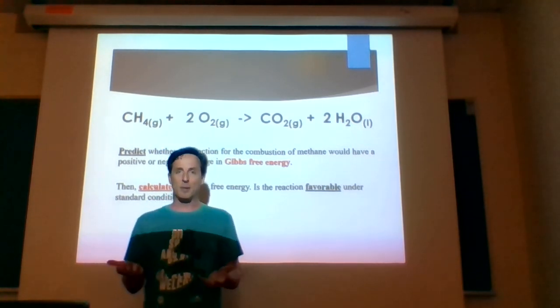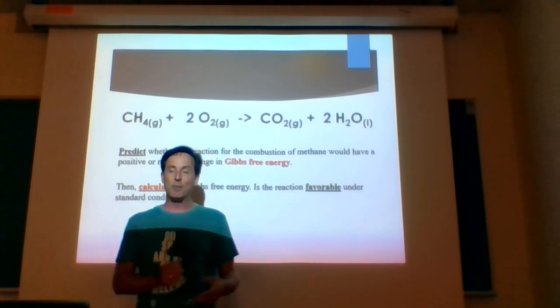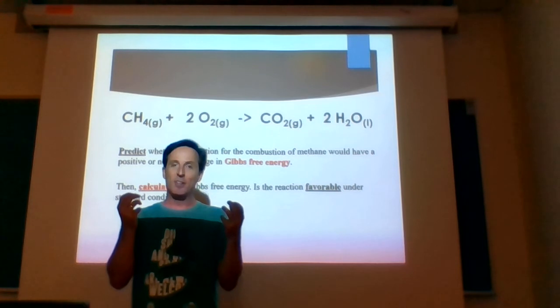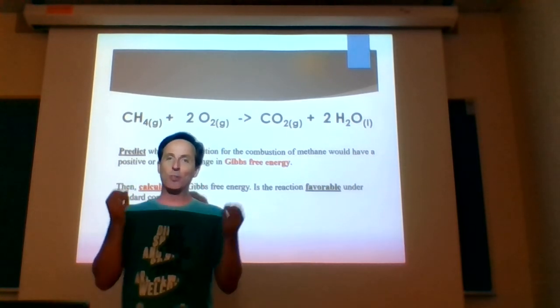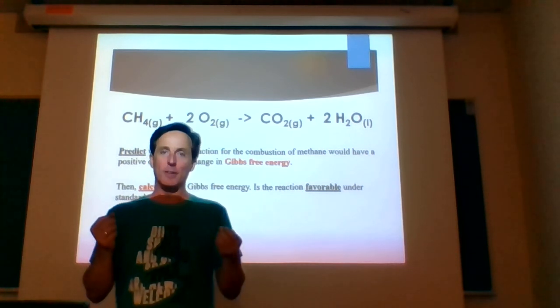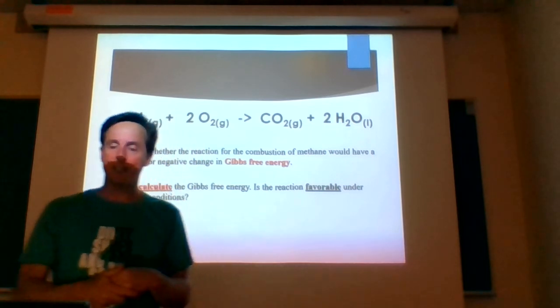How will I know which one it's going to be? Well, this is where I need to calculate my delta G value, okay? Because the entropy and the enthalpy kind of give opposite indications of whether it's spontaneous or not. Neither one of them by themselves can tell me. I have to calculate delta G to know for sure whether it's going to be spontaneous or not.